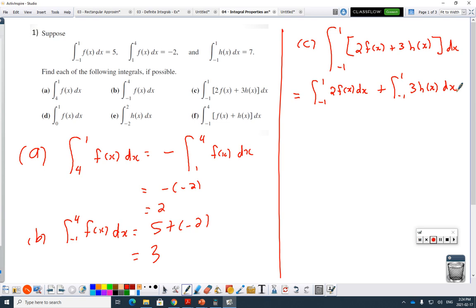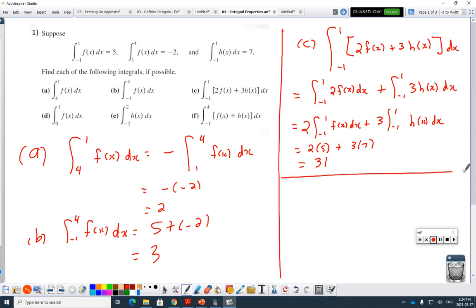That's not the information we have. We've got negative 1 to 1 of f of x, not of 2f of x. But he said, oh, just common factor. I don't know if he used the word common factor. You just bring the 2 out. Say this is 2 times the integral from negative 1 to 1 of f of x dx. And this is 3 times the integral from negative 1 to 1 of h of x dx. And those are the exact information they gave us in the question. The integral from negative 1 to 1 of f of x is 5. And the integral from negative 1 to 1 of h of x is 7. And I get a value of 31 there.